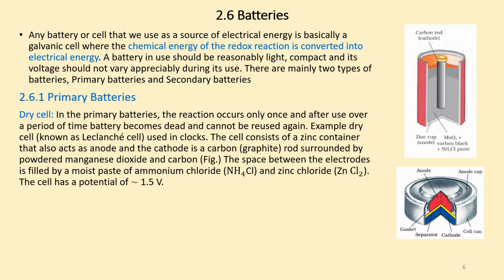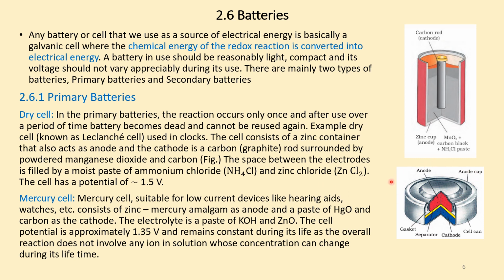For example, the dry cell known as Leclanche cell is used in clocks. The cell consists of a zinc container that also acts as anode, and the cathode is a carbon graphite rod surrounded by powdered manganese dioxide and carbon, shown in the figure. Here, the zinc cup acts as an anode, and manganese dioxide, carbon black plus NH4Cl paste act as a cathode. Cathode is the carbon rod at the center. And MnO2 is the electrolyte. The space between the electrodes is filled by a moist paste of ammonium chloride NH4Cl and zinc chloride ZnCl2. The cell has a potential of approximately 1.5 volts.